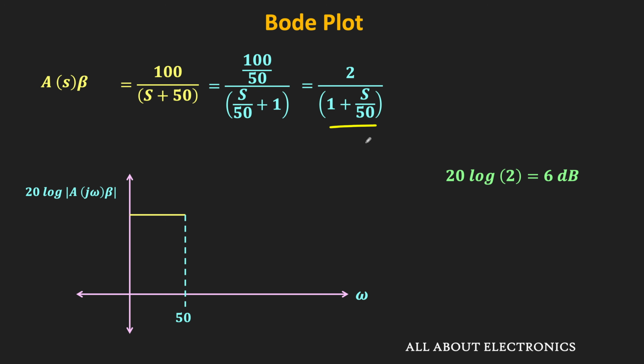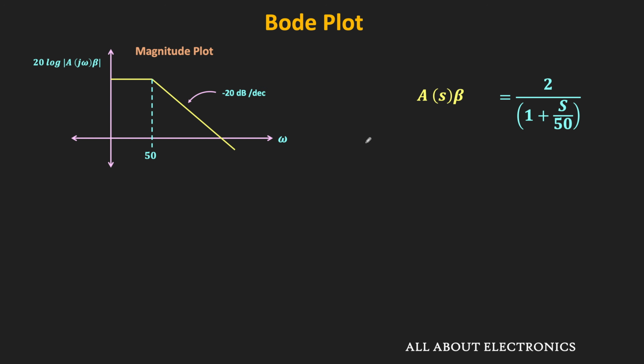So from that point onwards, if we see the slope, then that will be equal to minus 20 dB per decade. So that is the magnitude plot for the given expression. But as you know, this Bode plot is incomplete without the phase plot. So now let us see the corresponding phase plot.